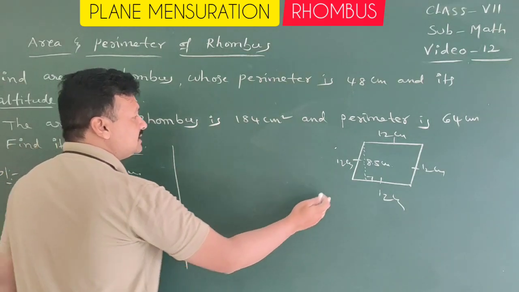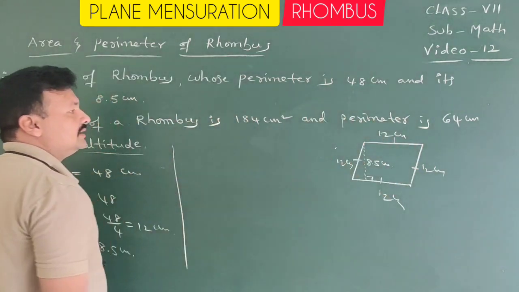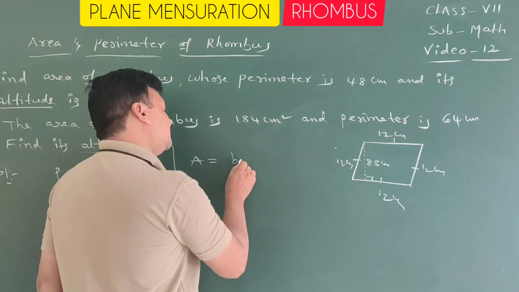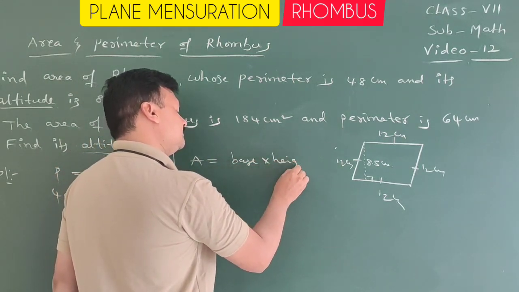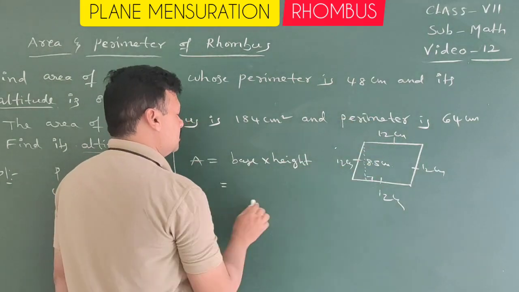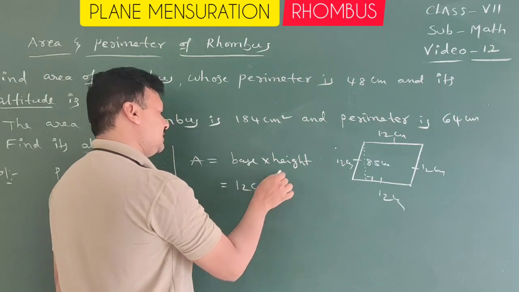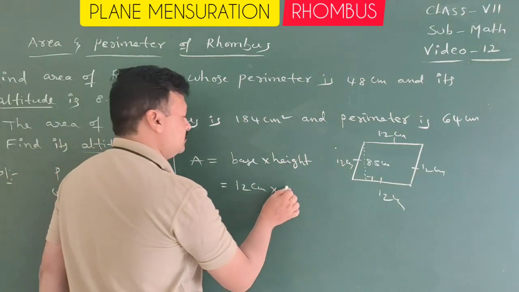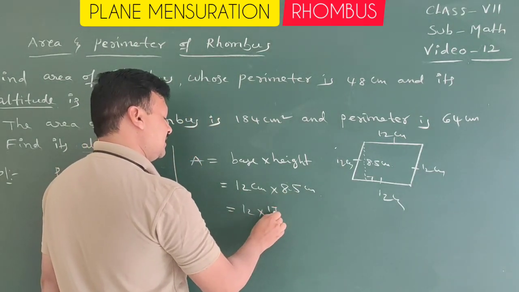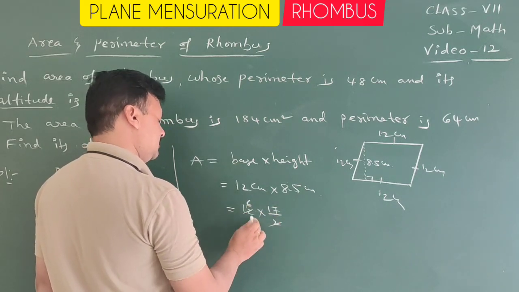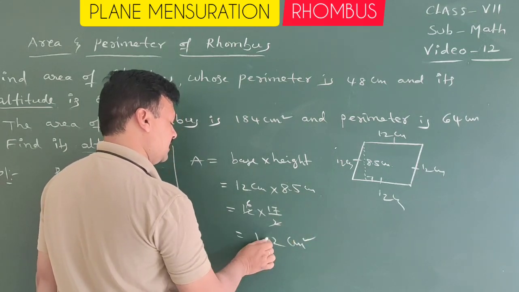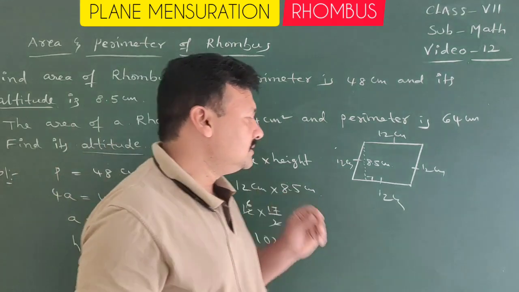Now each side is 12. So for finding the area, base into height. Here each side is considered as a base. That's why 12 centimeters is the base. Height 8.5. So here 12 into 17 by 2, 6 times 17, 102 centimeters square is the required area of the given rhombus.